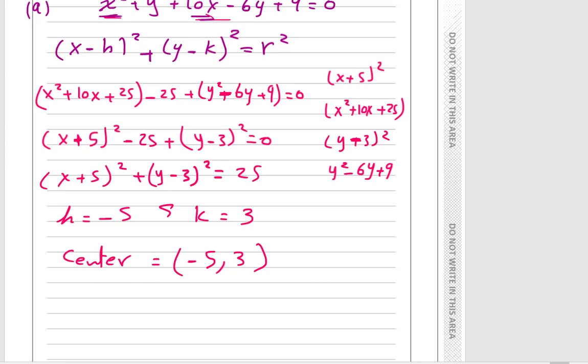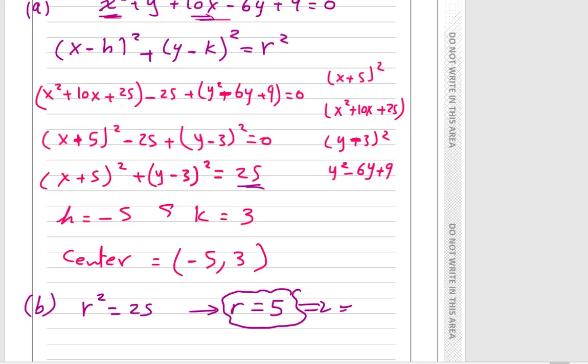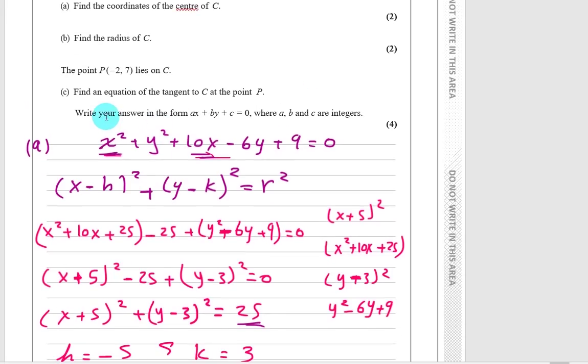So now let us go to B. R squared is equal to 25. This is the value. So the radius is equal to 5. So this is the radius of the circle. Let us go ahead. The point B (minus 2, 7) lies on C. Find the equation of the tangent to C at point B. Write your answer in the form ax plus by plus c equal to 0.